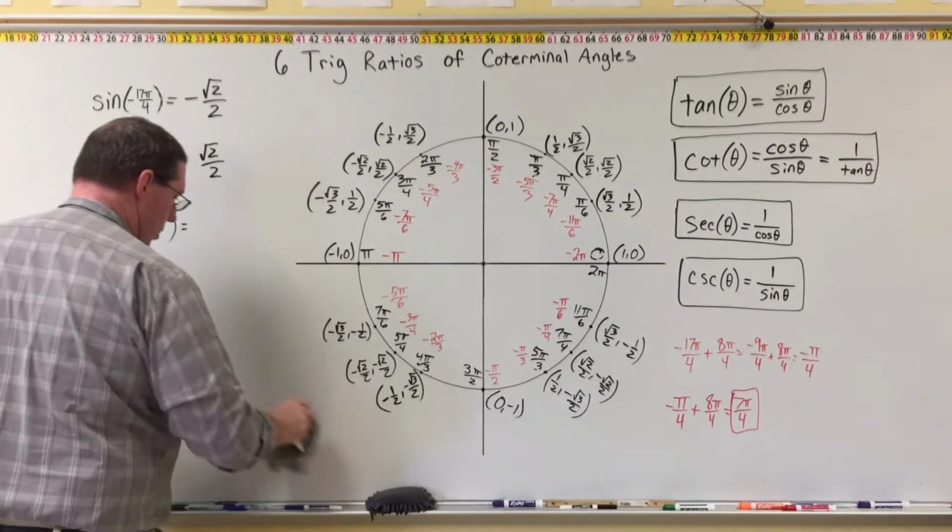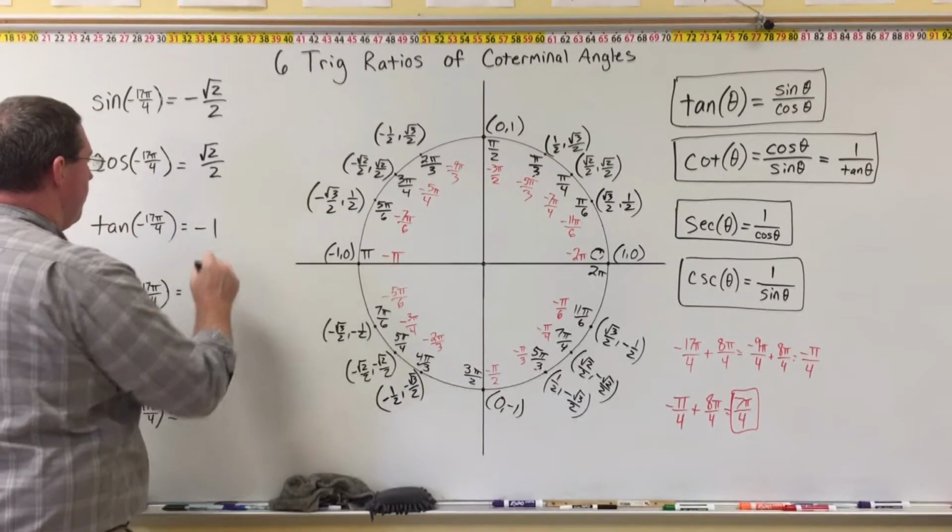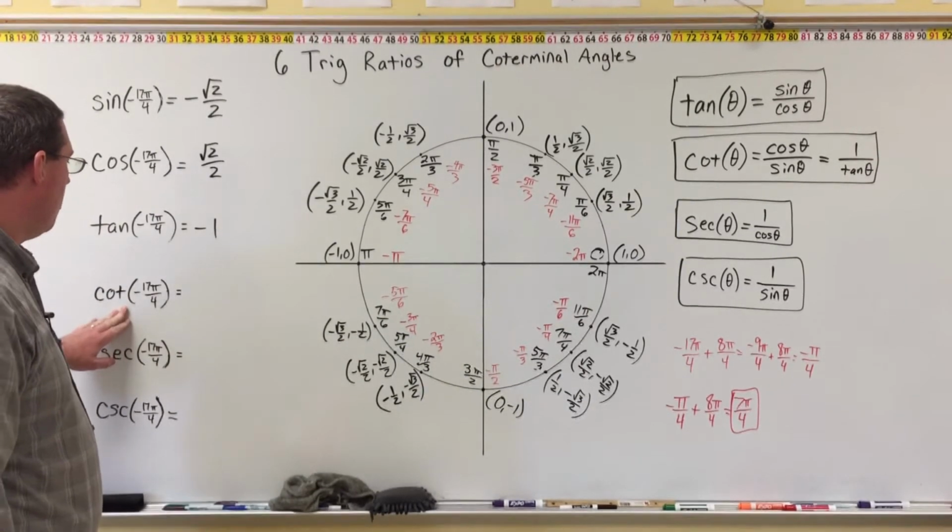All right, so we got tangent, negative 1. Now let's go ahead and get cotangent. Well, I'm going to tell you a secret.